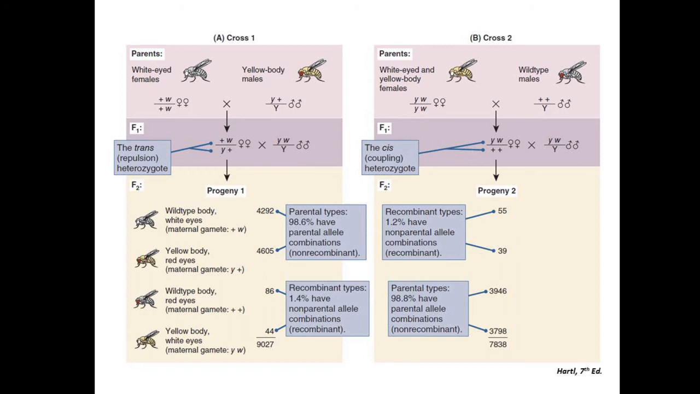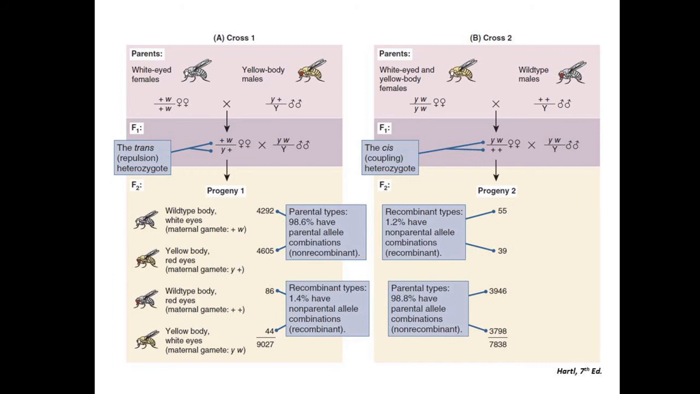You can pause the video and see how a white eye female with normal wing is mated with yellow body males. So there are two different phenotypes now, yellow body and normal wing. So the phenotype differences are white eye and yellow body, and red eye. So again, there are genetic recombination events happening, and the trans repulsion heterozygous.